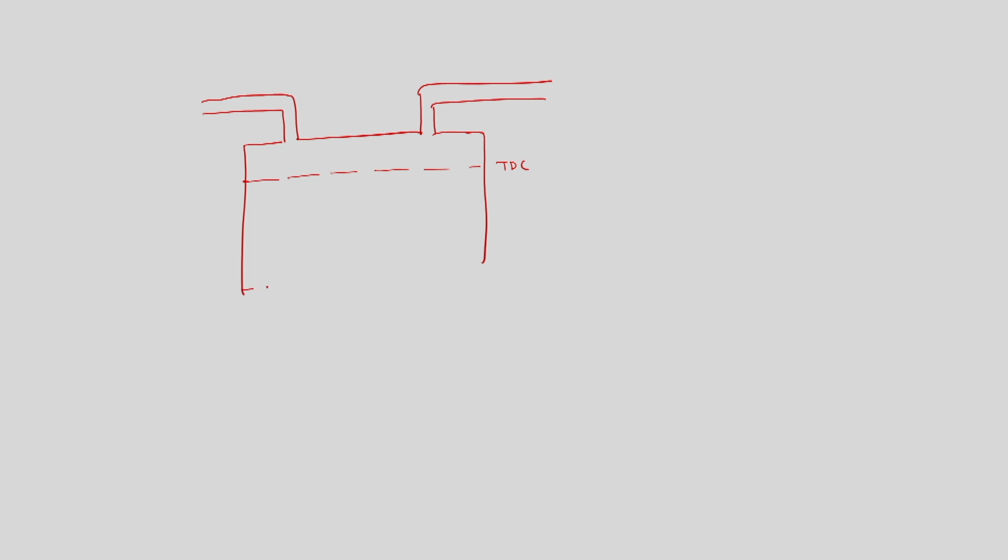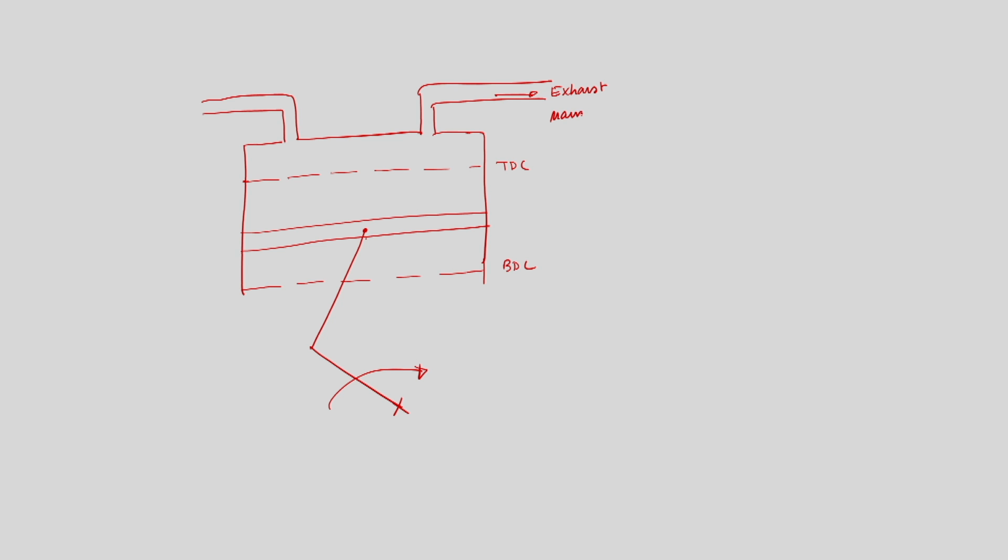So this is TDC, this is BDC, and I am just drawing. This is the piston, and the piston is moving like this. This is the exhaust manifold. I am writing air plus fuel, the air-fuel mixture is coming from the carburetor, and there will be a spark plug. So this is essentially a SI engine.